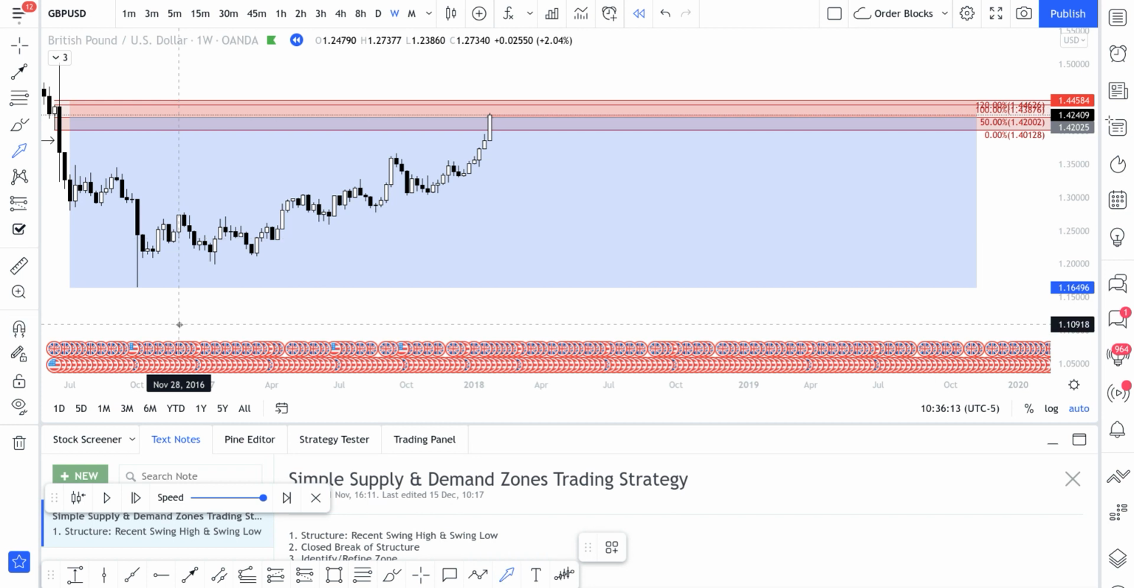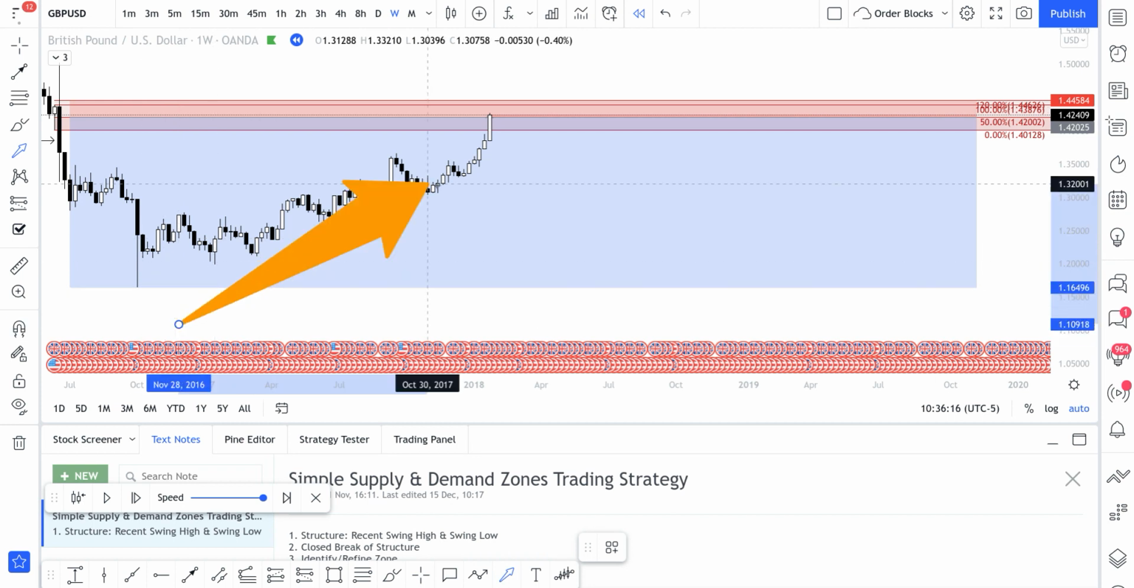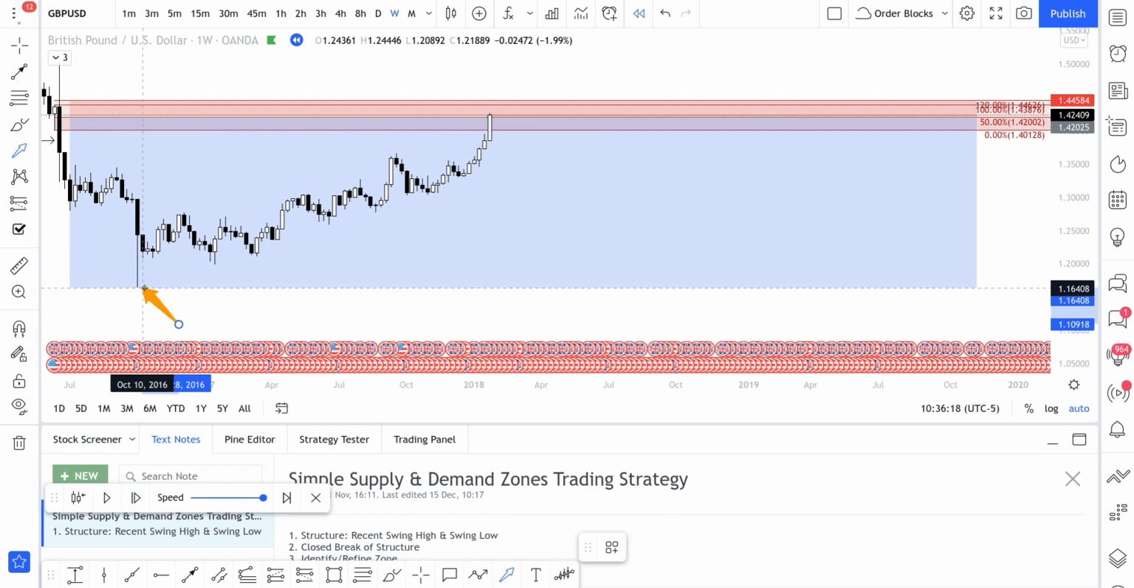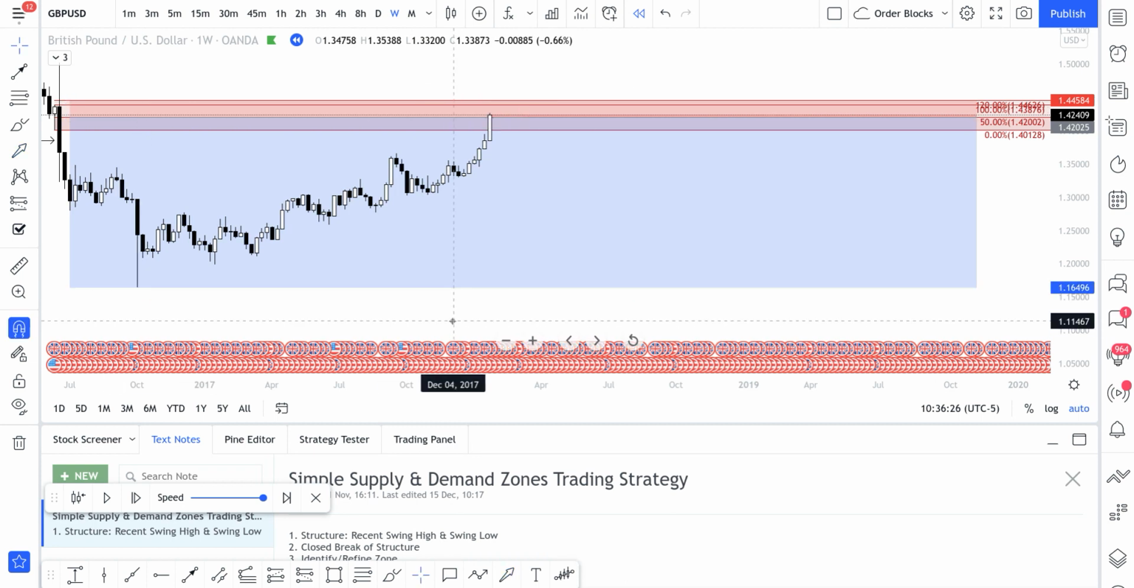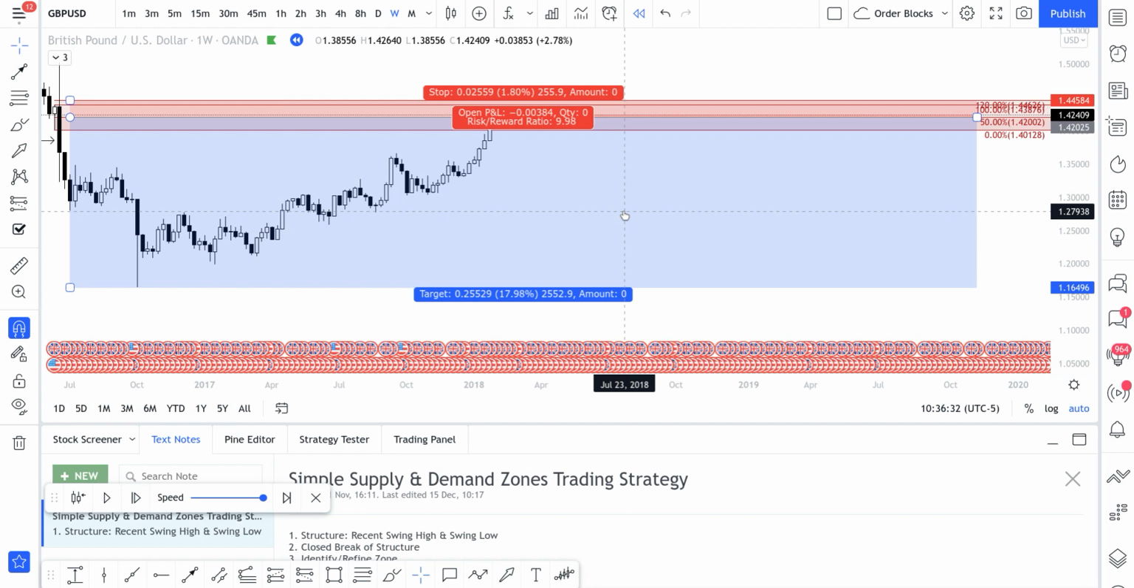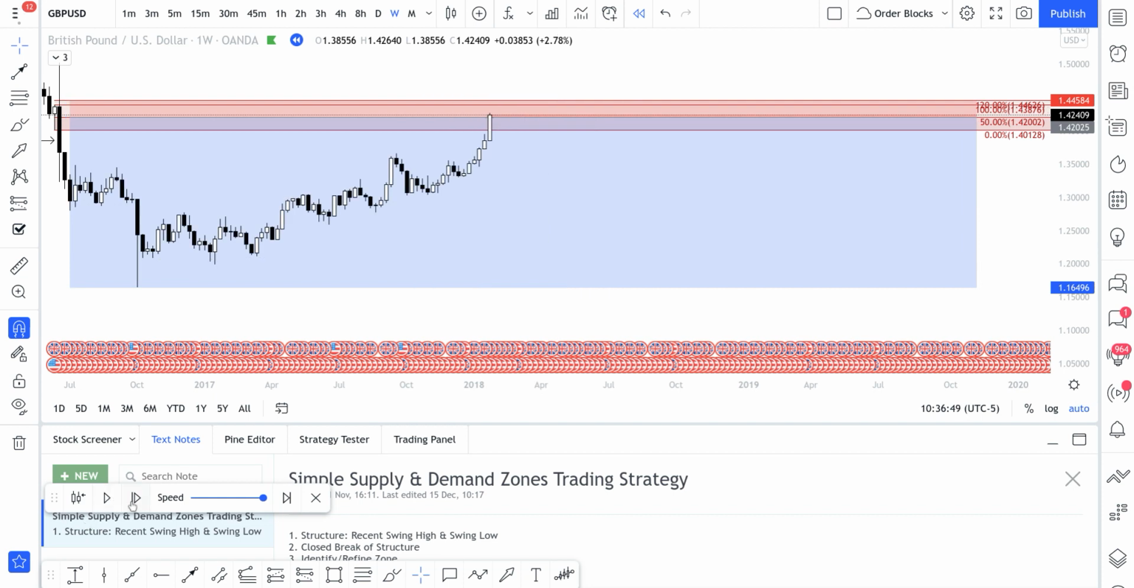Okay, so we have this move pushing up. Whoever bought down here more than likely have stop losses down here. So that is what we're going to target. Now let's watch this trade play out. So now we're looking at a 9.98 RR trade. We're risking 255 pips to gain 2,552.9 pips. So now let's just play this out.